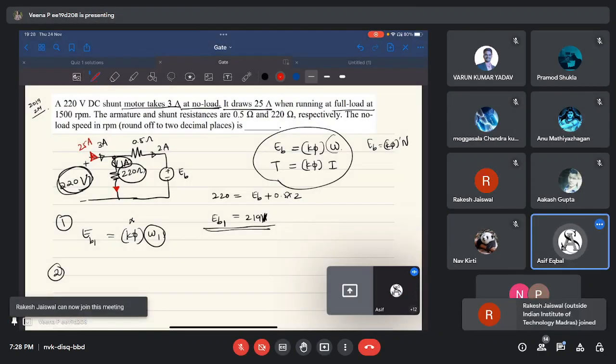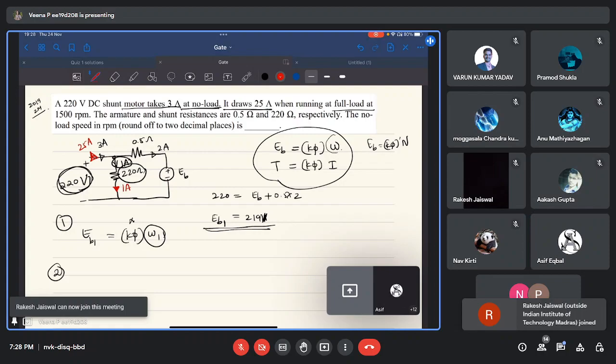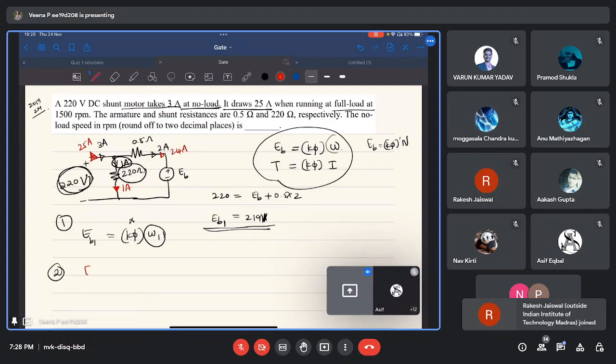1 ampere, same. So the armature circuit current is 24 amps. So now your EB2 will be same: 220 minus 0.5 times 24. So it will come out to be 220 minus 12, which is 208 volts.